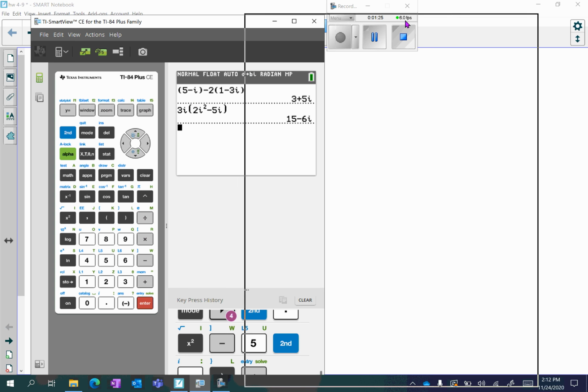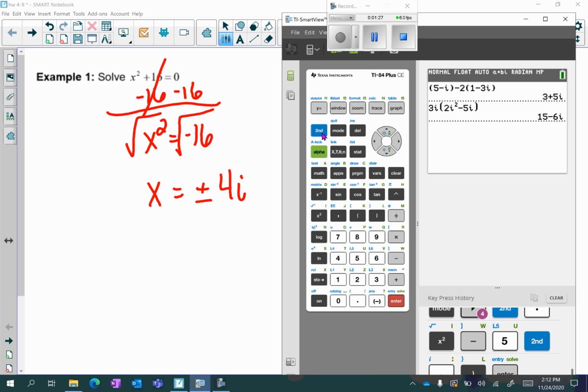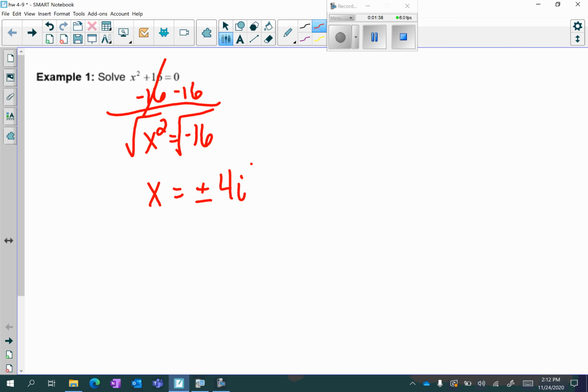On the home screen of your calculator, second square root, negative 16, and as long as you are in the correct mode, which you should be from previous lessons, your answer will be 4i. So here is my answer to example 1.